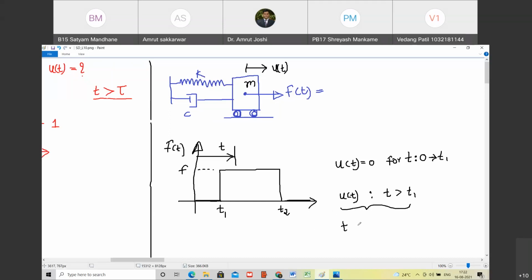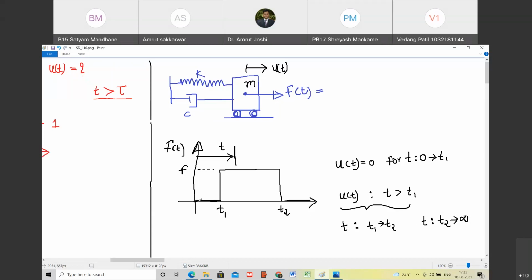One, t between t1 to t2. Are you with me? Yes, sir. And t from t2 to infinity. What can you say about the response of the system from time t2 to infinity? Tell me. So 0. No, it won't be 0. I was afraid that you will say that.